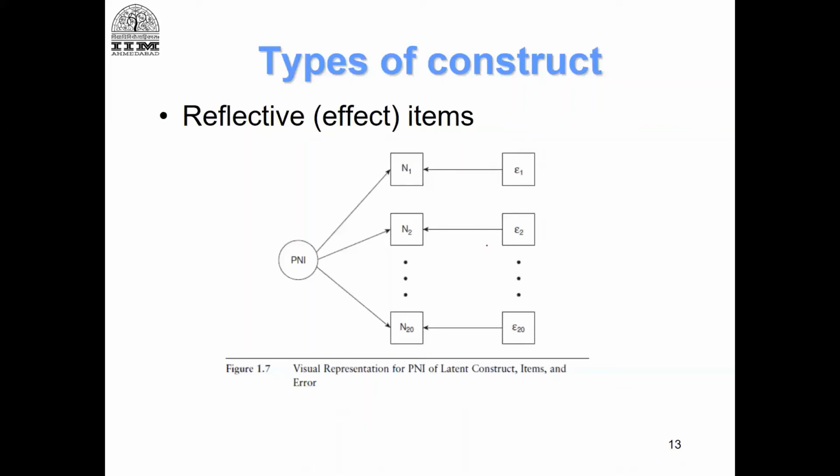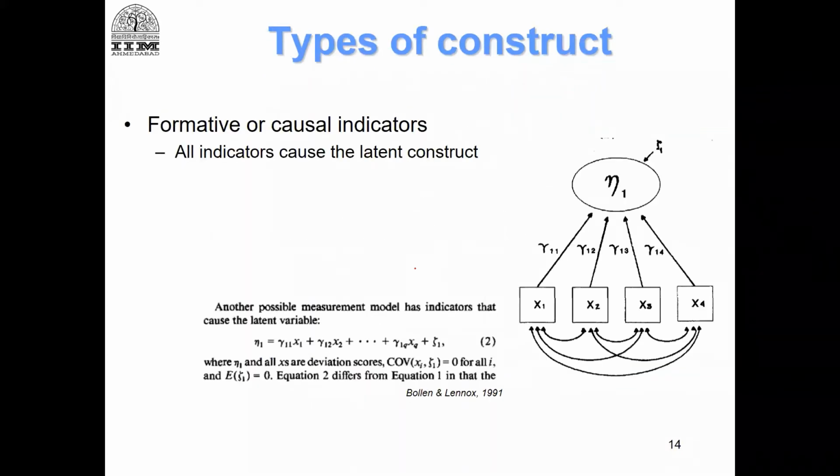Associated with the 20 items. Now the other kind of construct is called a formative construct. Formative construct, or causal indicators, or causal indicator model.